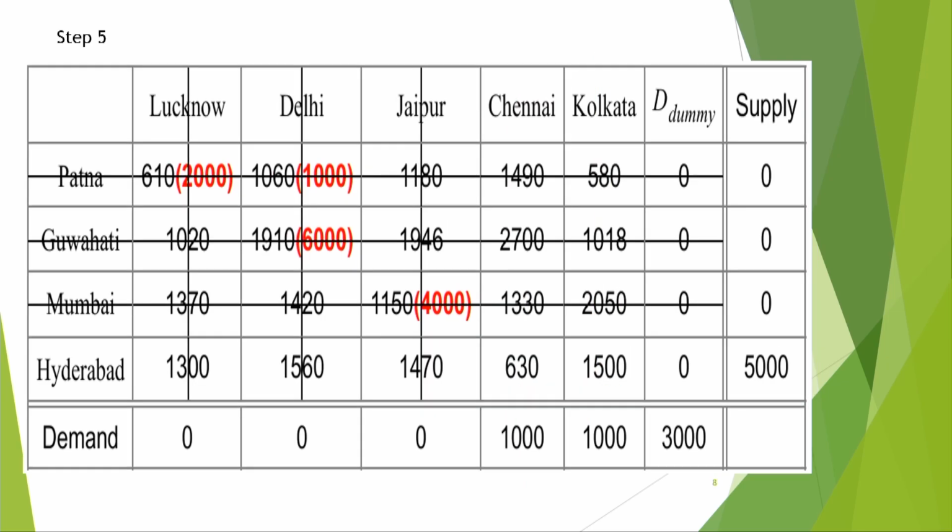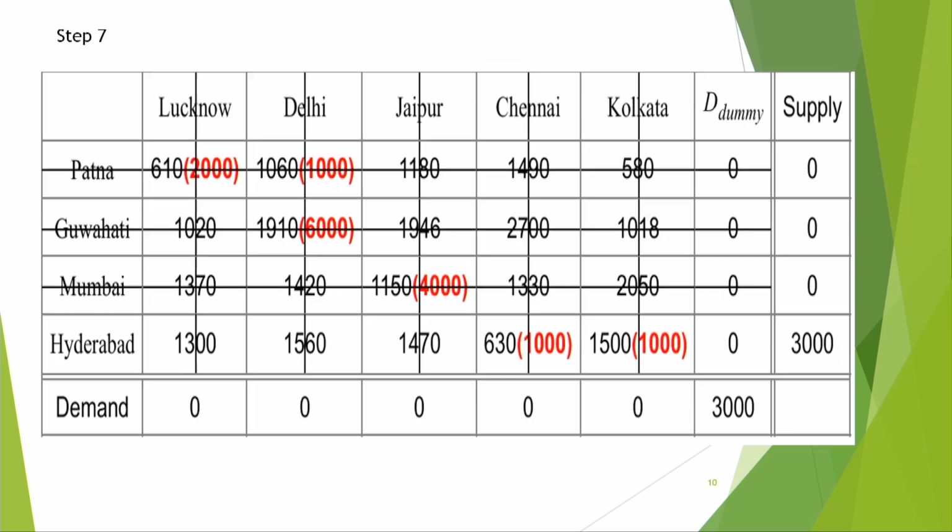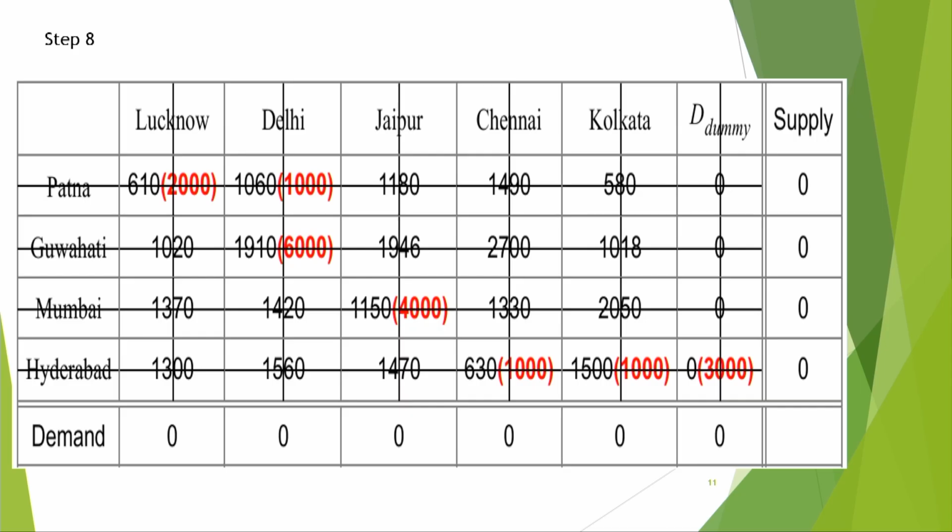So, in the next step we got this type of situation: here 630, 1500, 0, and we are having 5000 here. So we have now given 630, 1000, and then the remaining capacity is 4000. Then we have given 1000 to Kolkata, remaining capacity is 3000, that means Hyderabad still has 3000 units. So 3000 has to be given to dummy.